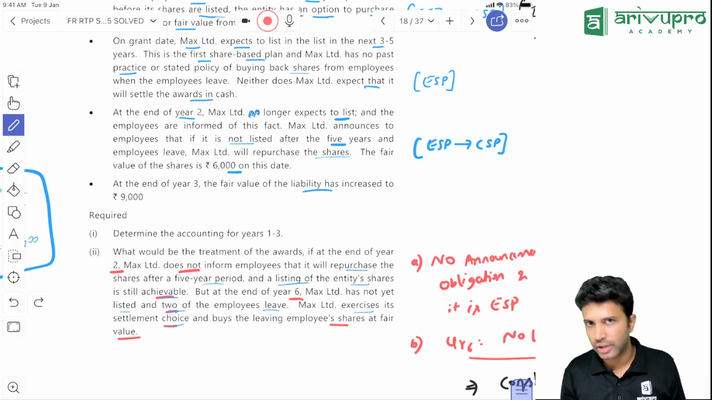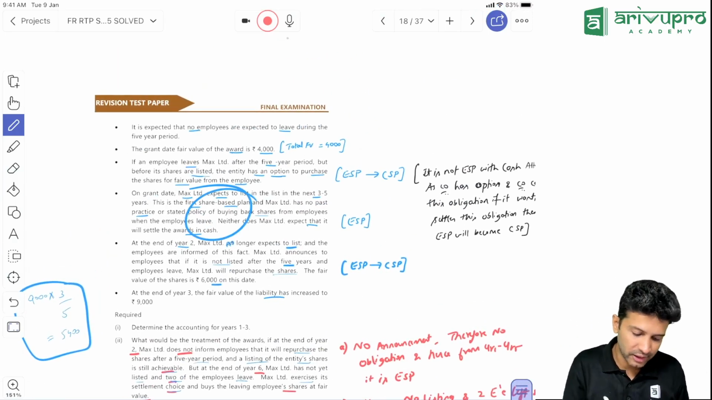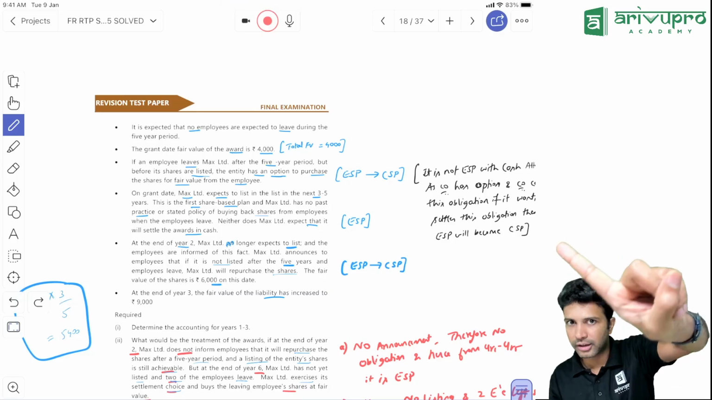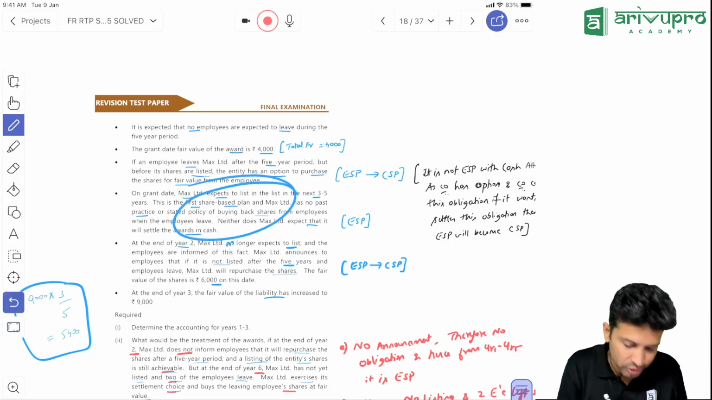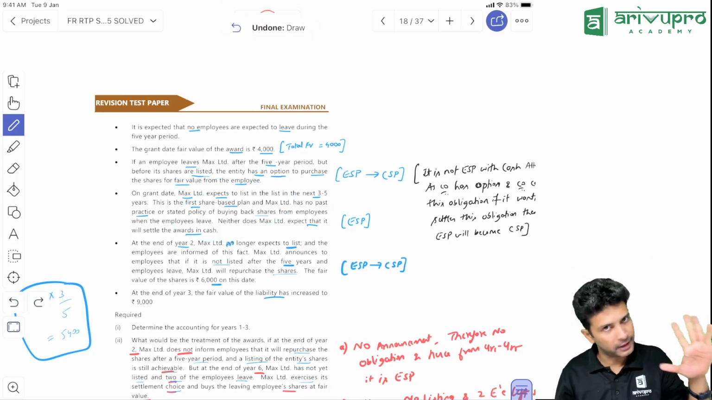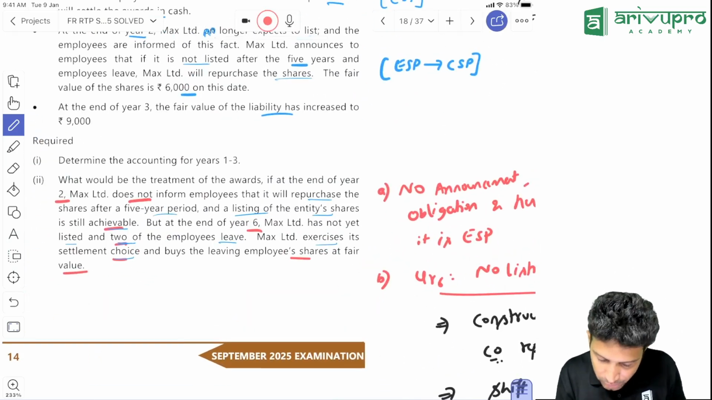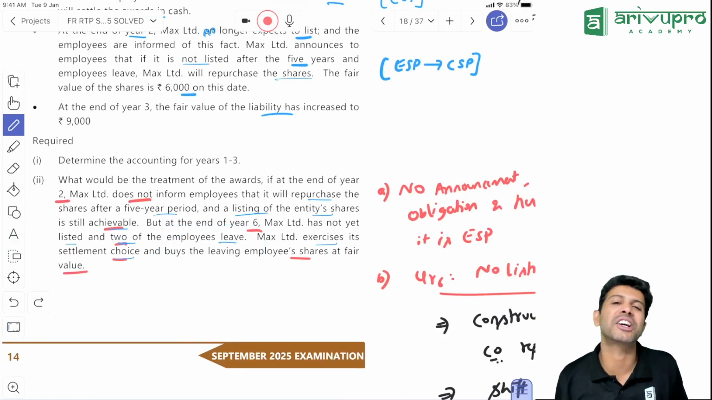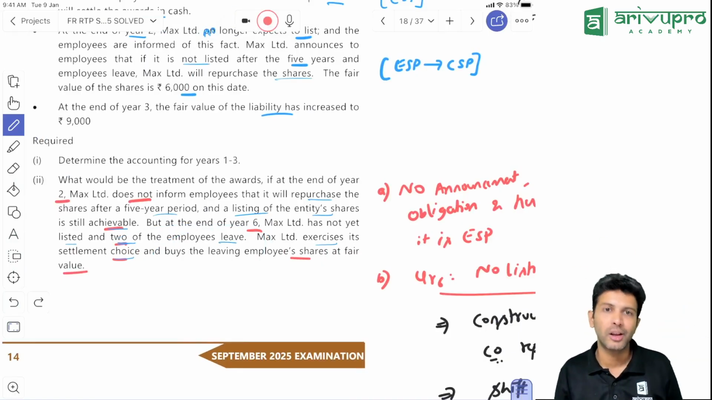And the company has a choice. What choice? If any employee has left after collecting the shares, but if the company's shares are not yet listed, the company always has a choice to buy those shares at fair value, right? The choice was there. What did the company do? At the end of 6th year, since 2 employees left, the company purchased their shares back. They purchased their shares back. Okay.